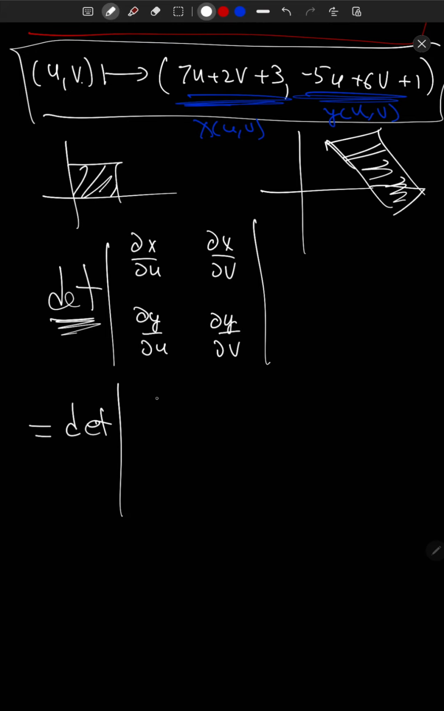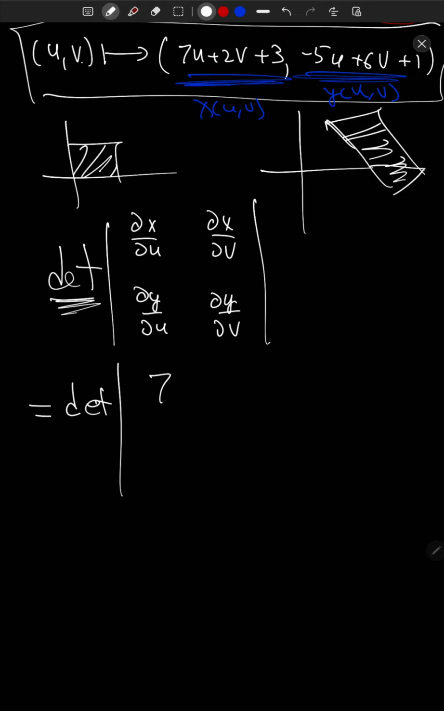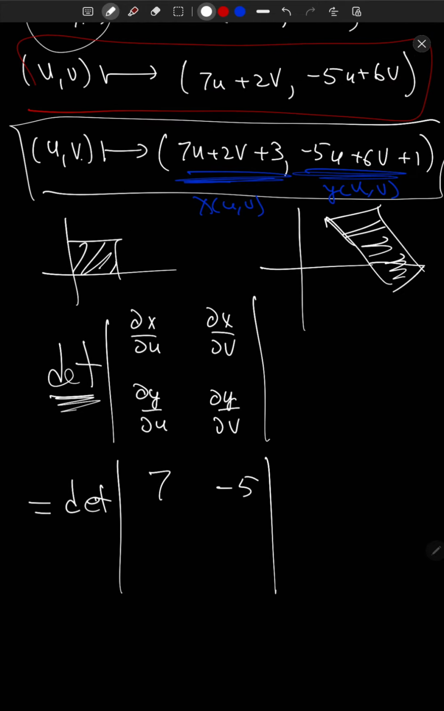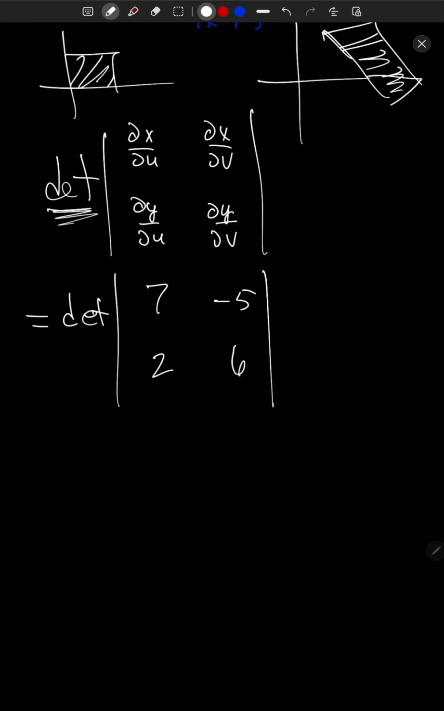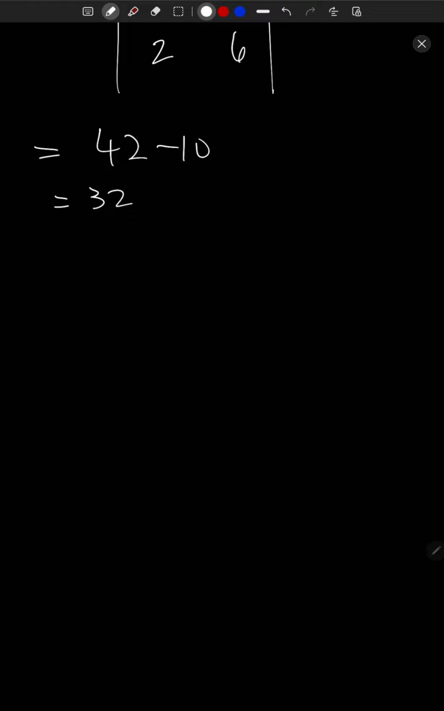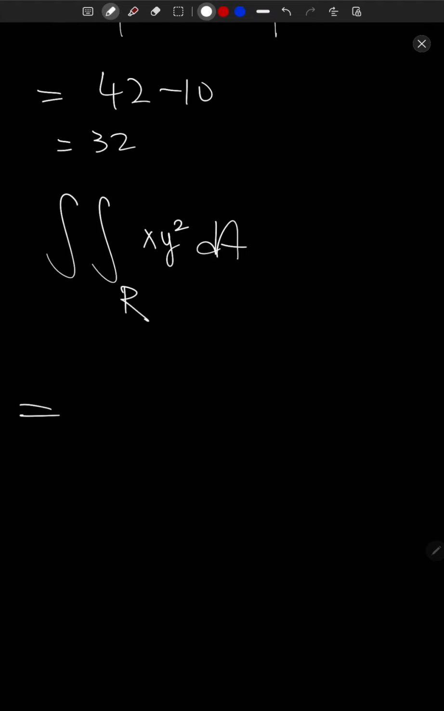dx/du looks like it's just going to be 7. dx/dv is just going to be -5. dy/du is just going to be 2. And dy/dv is just going to be 6. So again, in this particular example, everything turns out fairly simple: 42 minus 10 equals 32. All right, so if I wanted to integrate, let's say, over my parallelogram region a function here, xy squared, dA, what would my final integral be in terms of u and v?